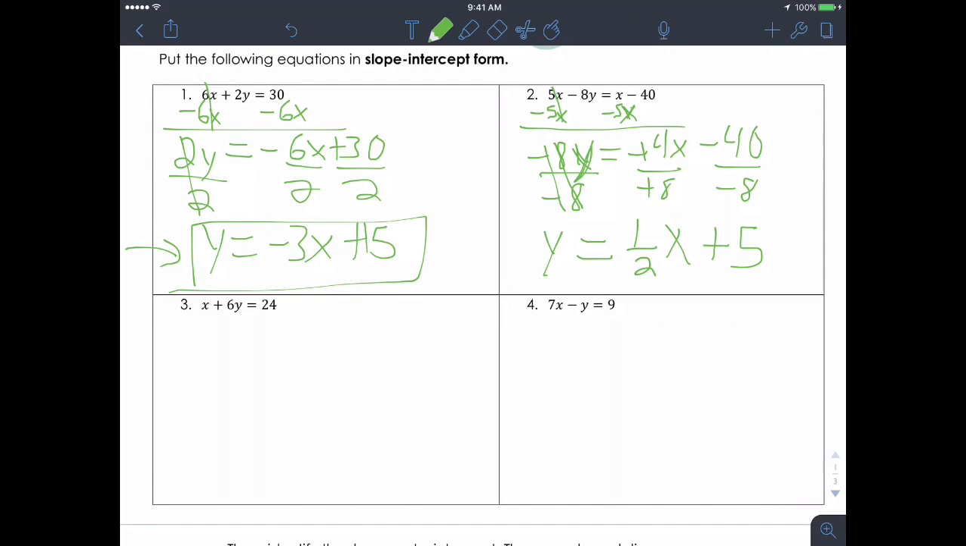The first thing you need to do for number 3 is subtract x because it's furthest away. So this will cancel over here. You get 6y equals negative x plus 24.